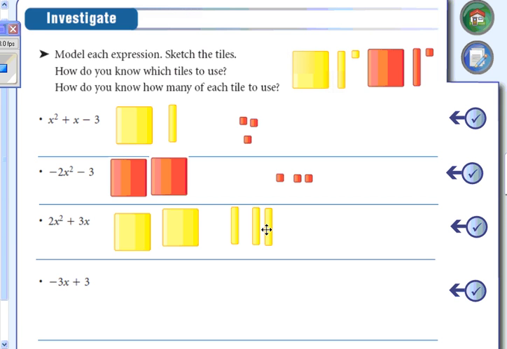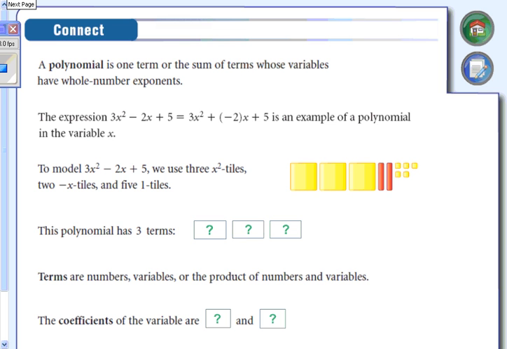And lastly, now I need a negative 3x plus 3. For negative 3x, remember, I'm not going to use the big square because that's an x squared. So I'm going to use this tile. That's an x tile, but I need 3 of those: 1, 2, 3. And then a positive 3. I've got to use the yellow tile. When you're drawing those for me, make sure you either shade them in real quick or leave them light. Okay? All right, let's move on then.